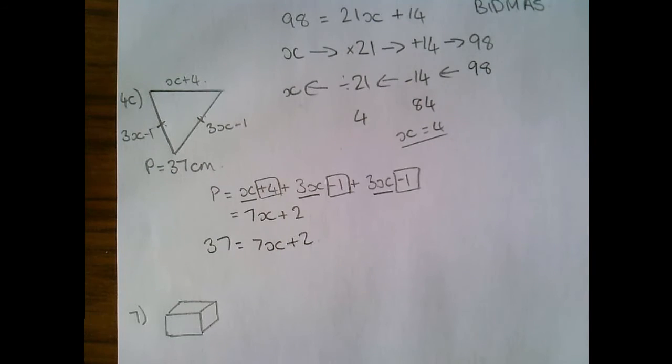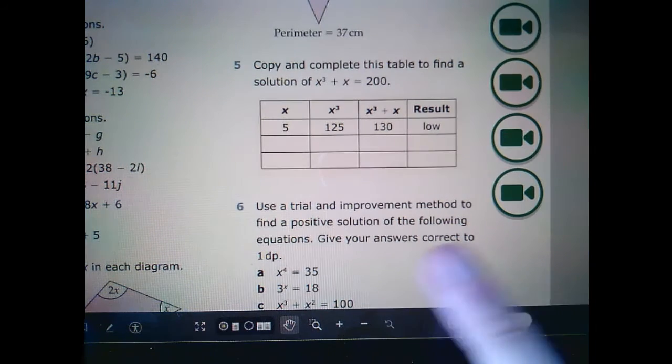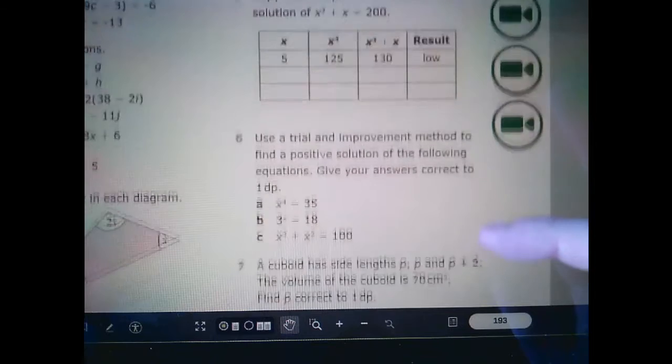And now I trust that you can use your function machine or rearranging that to find your solution for x. Question 5, you will find very similar examples in 10e, so I'll not bother going through that again. So if you want to have a look back at that, this is your trial and improvement method. Have a look back at that one. Gives you a starting point on there.